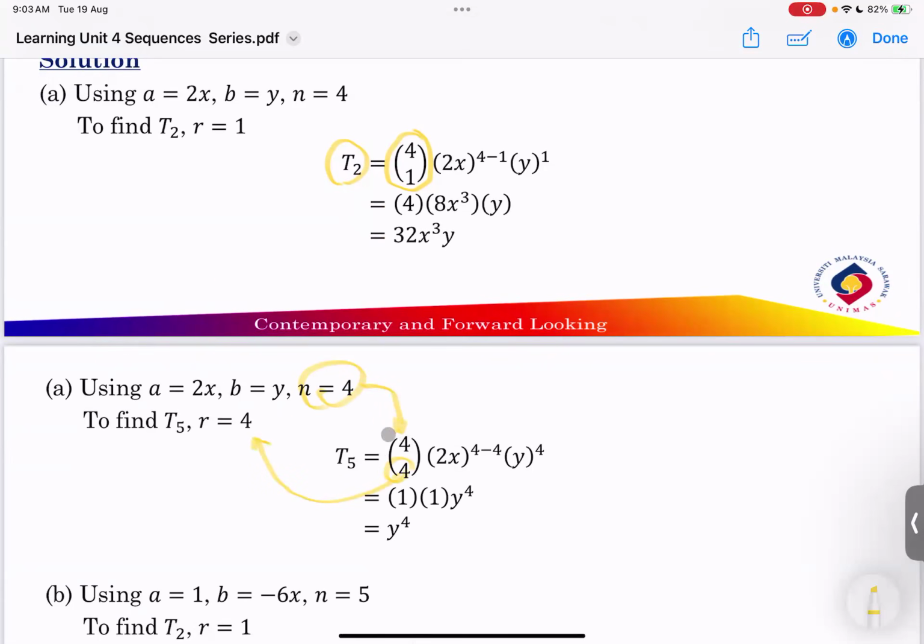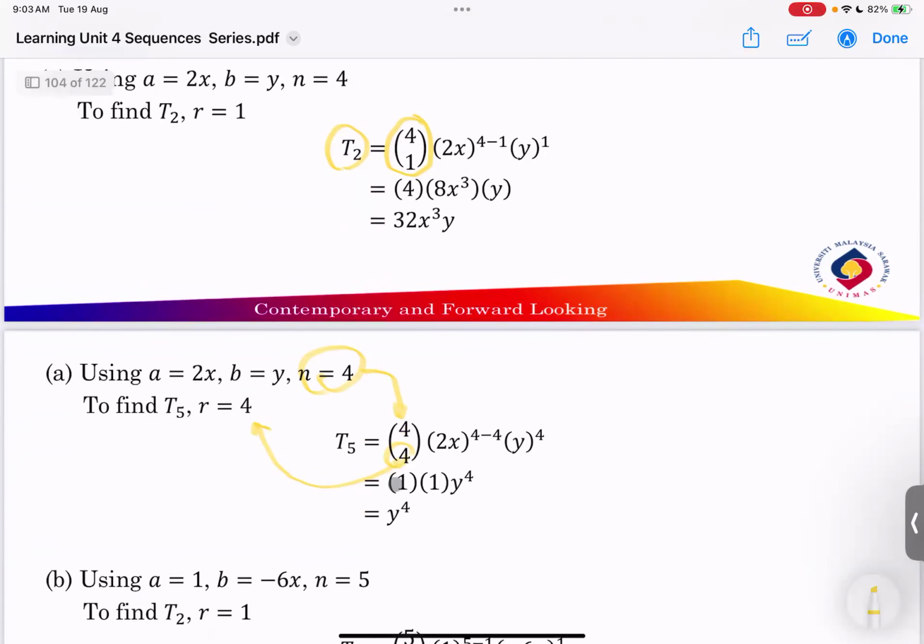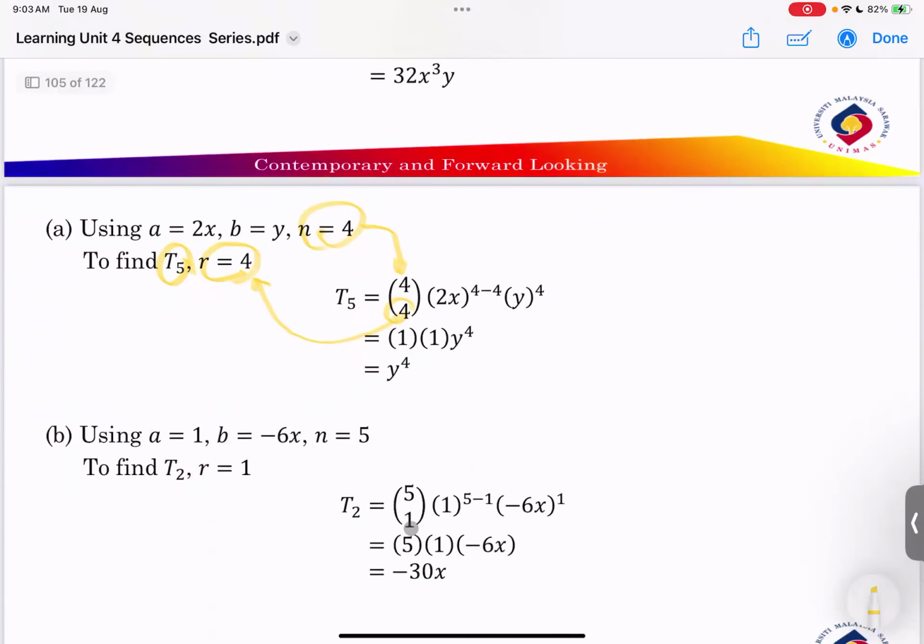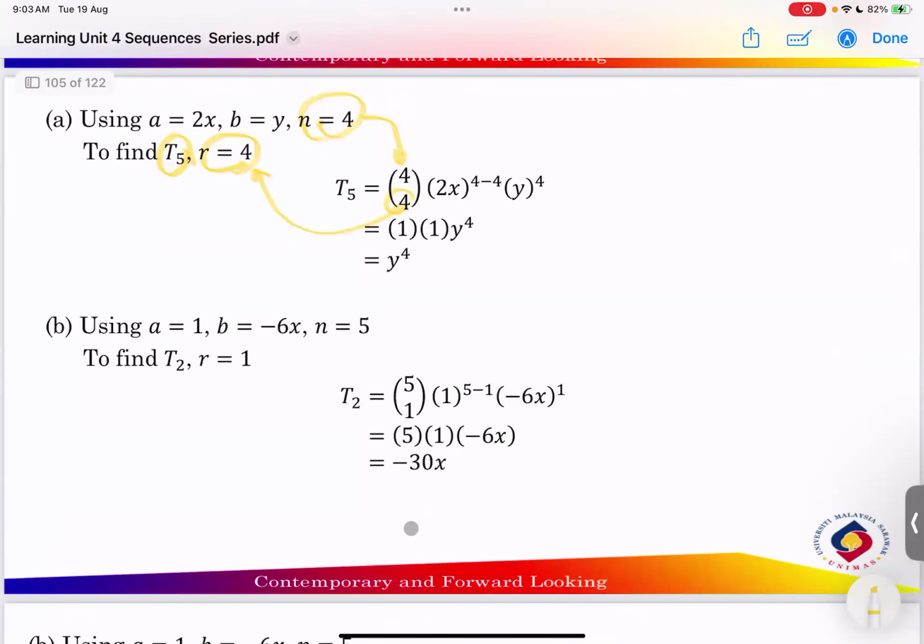Okay, always one less from the term. T5, and this one, r is equal to 4. This is T2, r is equal to 1. So you will get this answer. By using the same method, try to solve question B.